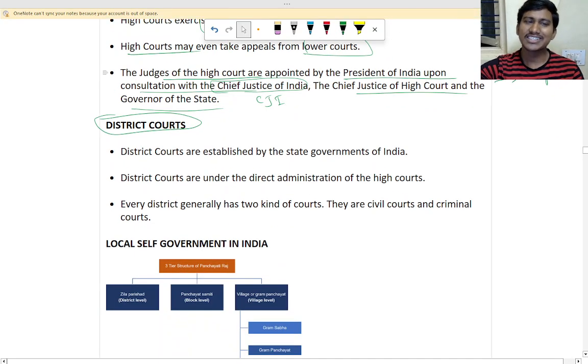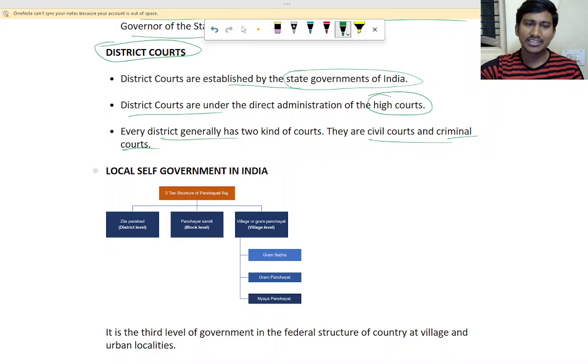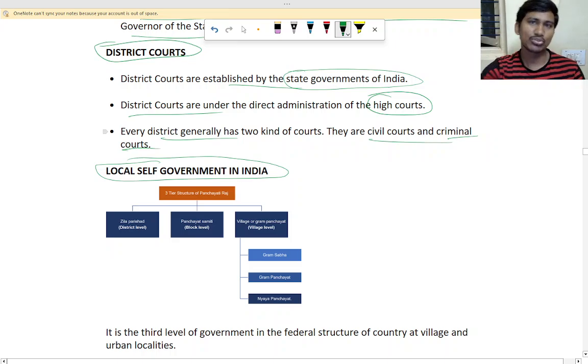Below the High Court is the District Court. District Courts are established by the State Government. District Courts are under the direct administration of the High Court, so they have to report to the High Court. Every district generally has two kinds of court: civil court and criminal court. Now let us see local self-government. This is about courts.